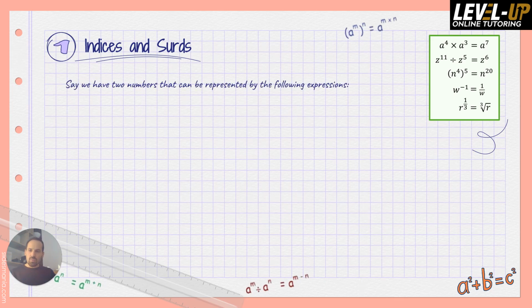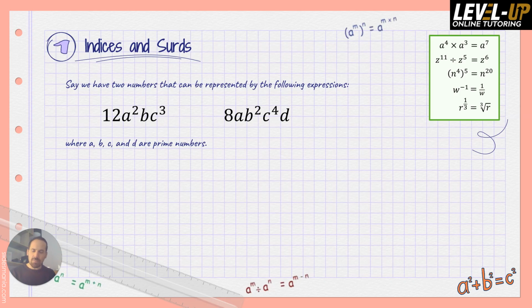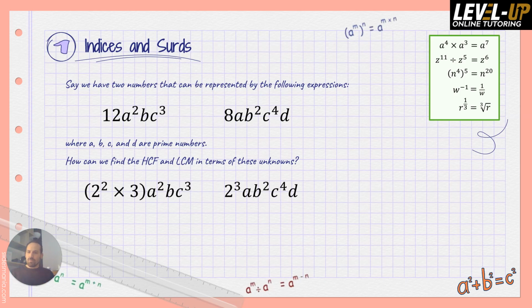So one application of that is what we've already seen before with highest common factors and lowest common multiples. A quick example here. Say we had something like this, where we've got these two numbers partially factorized into prime numbers, but they're unknown prime numbers. And we want to find the highest common factor and lowest common multiple in terms of these unknowns. We can do that. If we continue to factorize this into its primes, because 12 and 8 are not prime numbers, are they? So we can split it up like this.